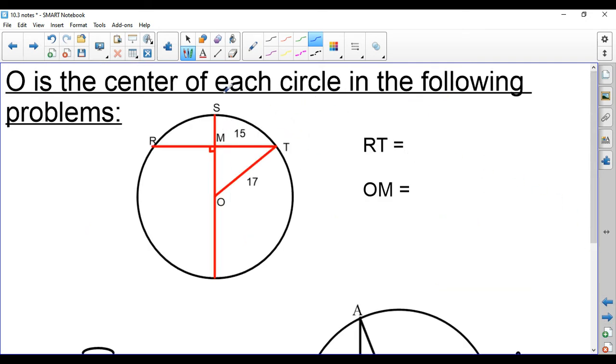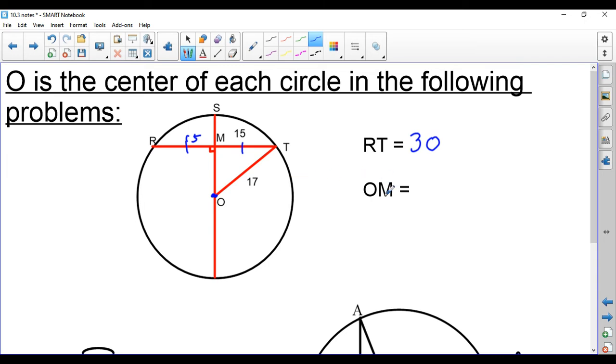In each of these problems, O is the center of the circle, which means we know that, for example, OT is a radius. S, down to the bottom, is a diameter. Here, we want to find the length of segment RT. When you have a diameter that is perpendicular to a chord, it always bisects the chord. So if MT is 15, RM is also 15, making the length of RT 30.